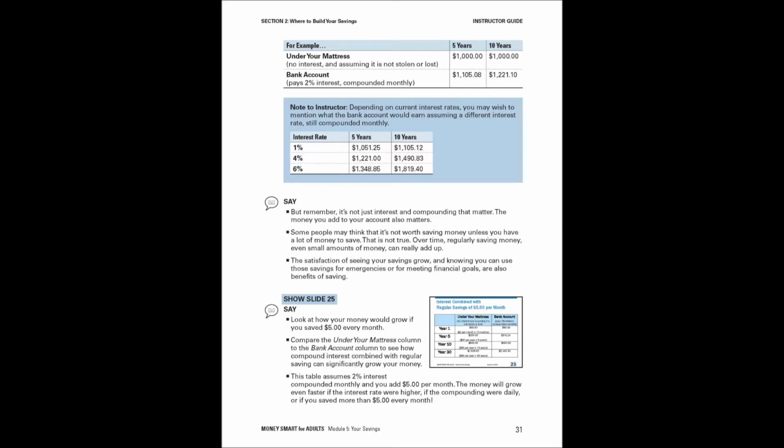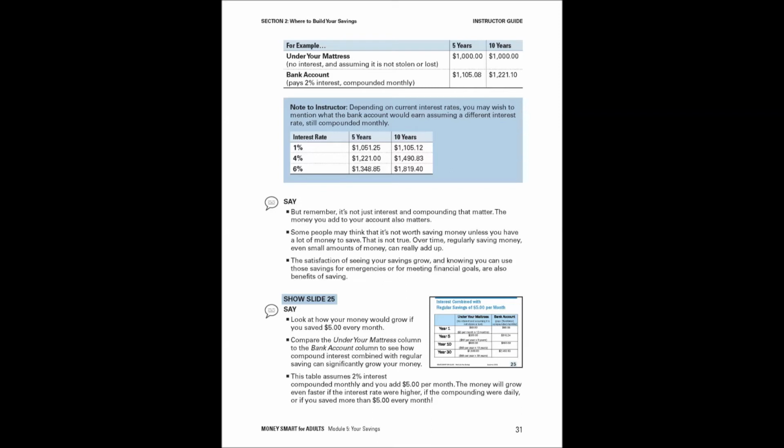And so now, depending upon current interest rates, and you can check with your local banks and credit unions, you may wish to mention what the bank account would earn assuming a different interest rate. Now, there's an example here in your instructor guide of 1%, 4%, and 6%. Whichever one of those is appropriate for you to mention, please do so. Or if the rates are completely different than what you're seeing here, then please use those rates that are currently being offered where you are.